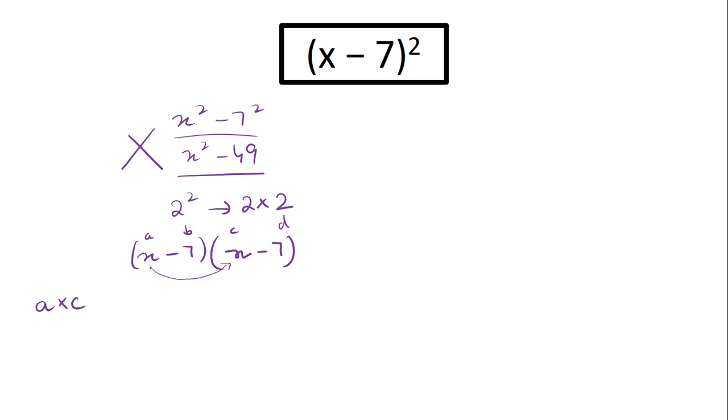Secondly, I have to do my term A again with my term D, so I'm going to do A times D. Then this is my B term, the second term. I'm going to do B times C. And then the last term, B with the D. So I'm going to do B times D.